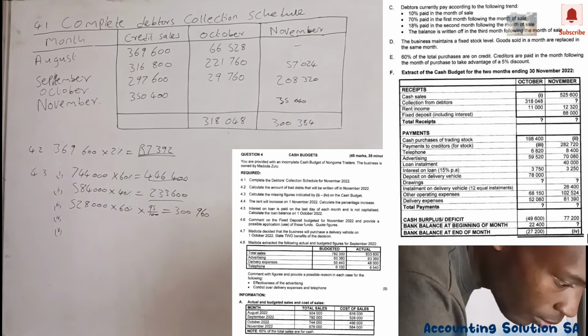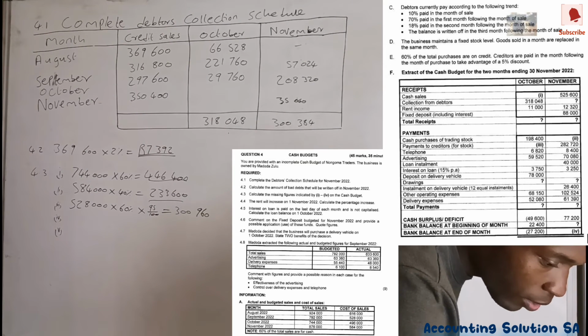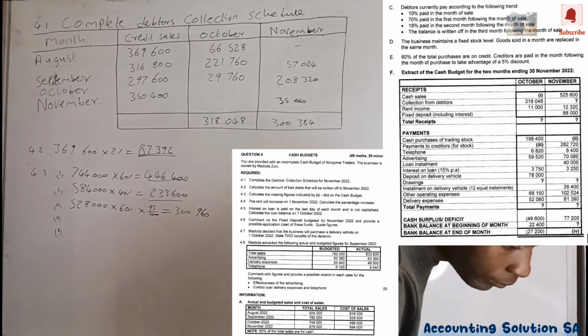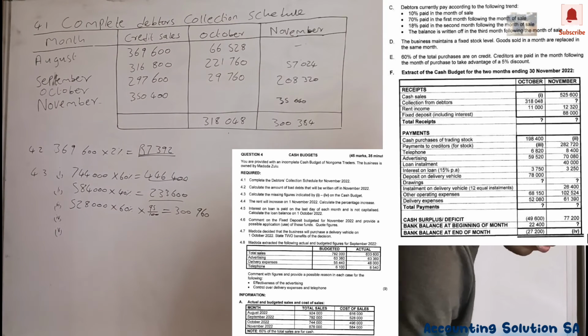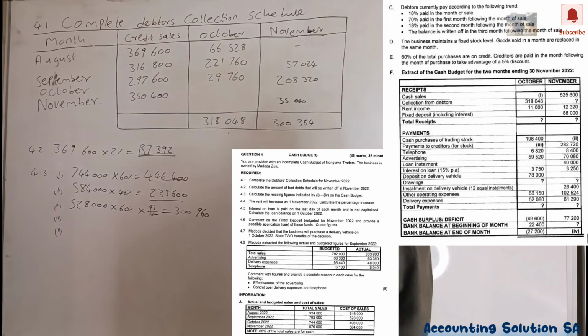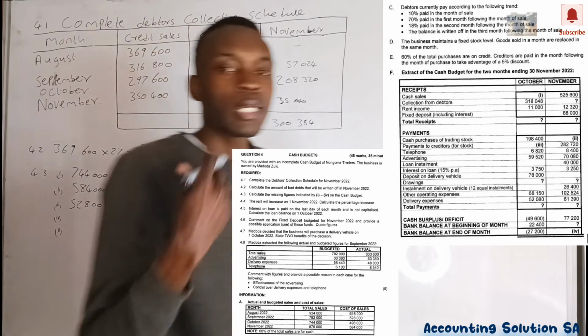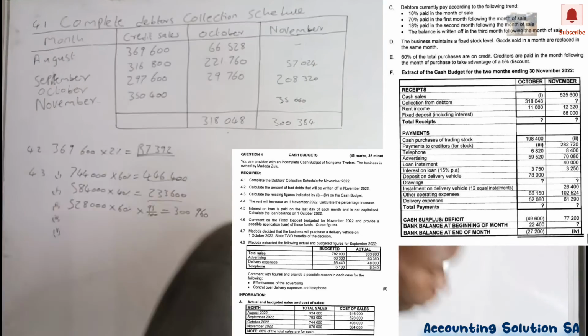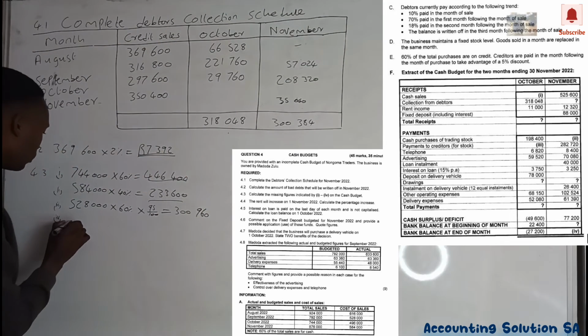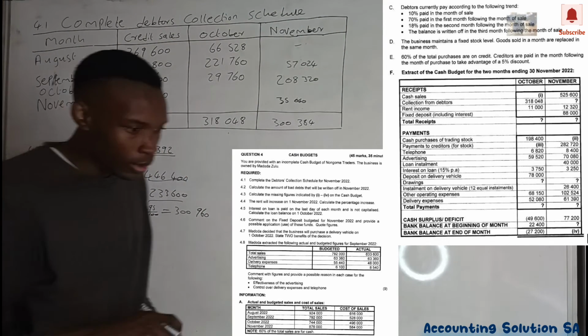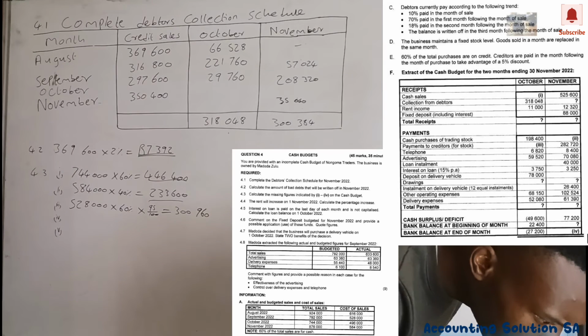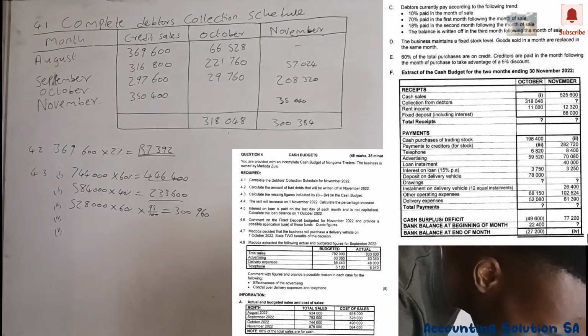Okay, now the last Roman figure, we have to calculate the balance at the end for the month of November. Very simple, guys. You take your cash surplus, which is how much? 77,000. Okay, I think I missed another one here. Which one did I miss?